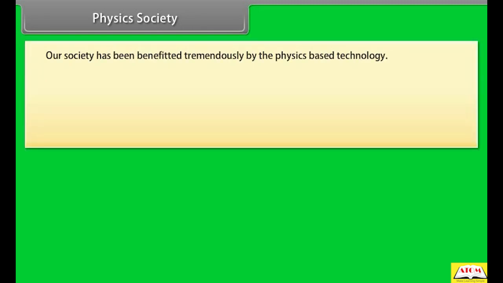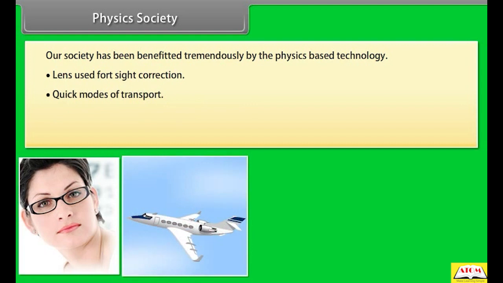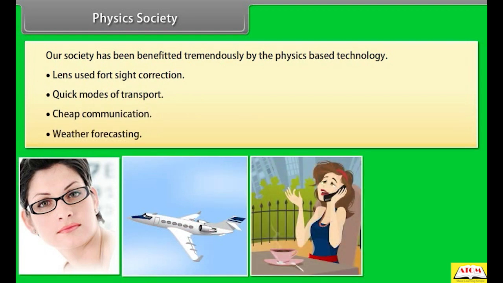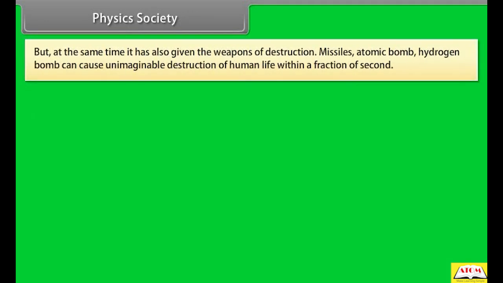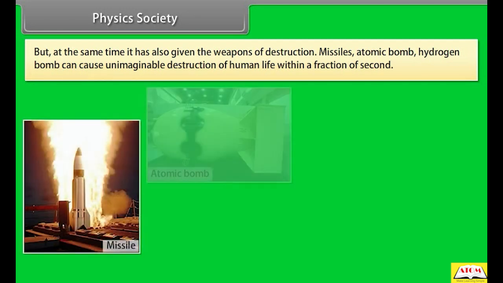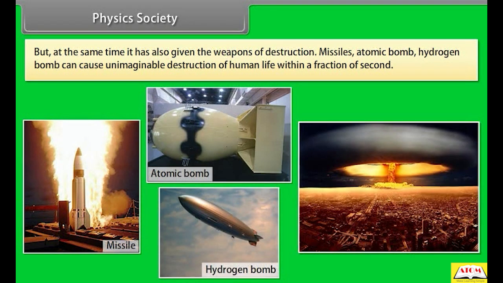Physics and society. Our society has benefited tremendously from physics-based technology. Lenses used for sight correction, quick modes of transport, cheap communication, and weather forecasting are some new dimensions of progress due to physics. But at the same time, it has also given weapons of destruction. Missiles, atomic bombs and hydrogen bombs can cause unimaginable destruction of human life within a fraction of a second.